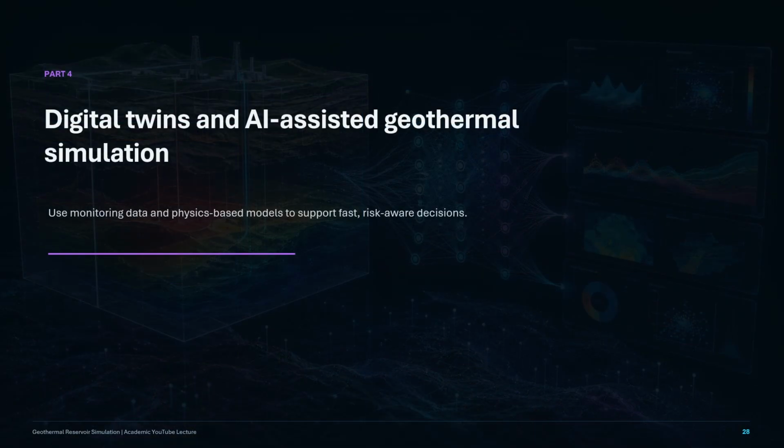Now we enter Part 4, Digital Twins and AI-Assisted Geothermal Simulation. Traditional simulation can be accurate, but it may be too slow for real-time decision-making, uncertainty analysis, or optimization over many scenarios. AI can help by learning fast surrogate models from high-fidelity simulations and monitoring data. But for geothermal systems, purely data-driven AI is usually not enough because field data are limited and the physics is complex. The future is physics-informed AI, models that combine data, simulation, and physical constraints to support fast and reliable decisions.